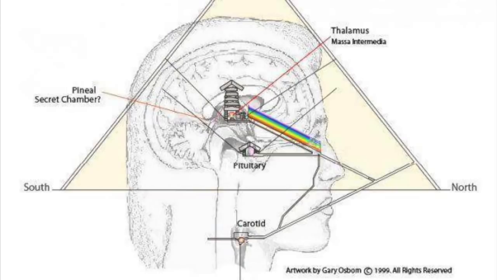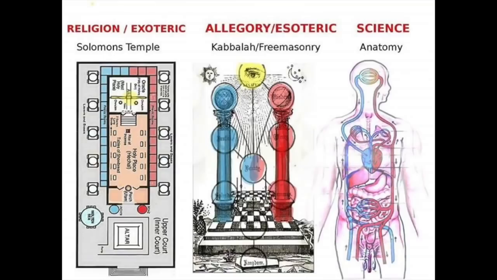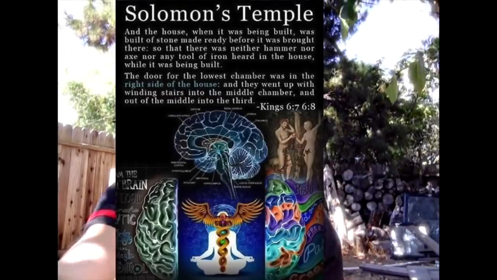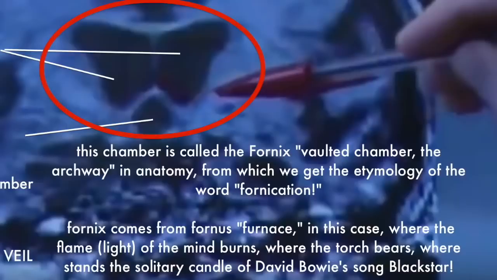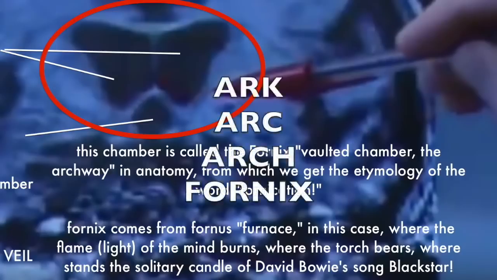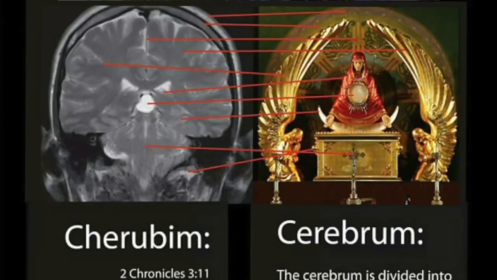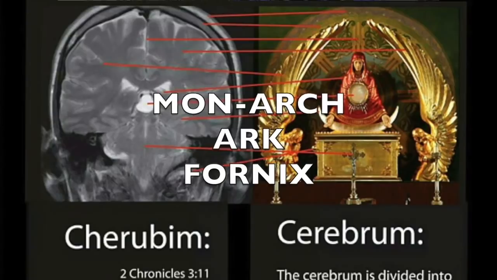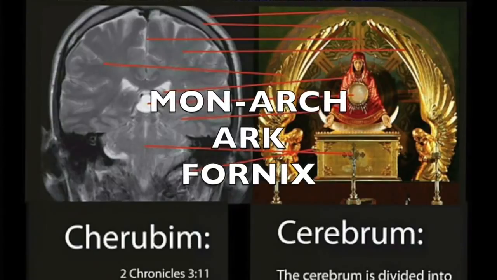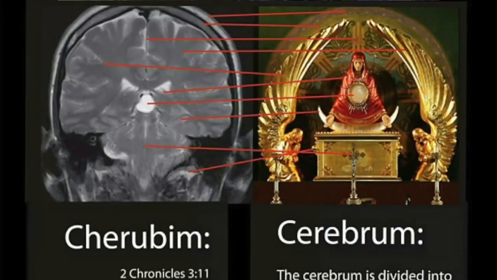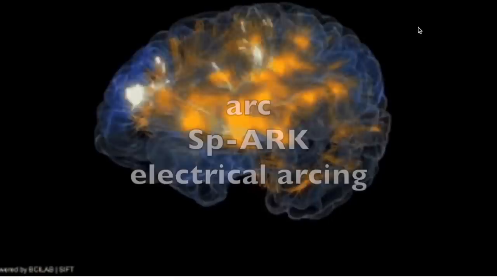And it's also what corresponds in biblical theology to Solomon's temple, the Holy of Holies, the innermost chamber. And this monarch image here, the hypothalamus, the optic thalamus region, is also where the Ark of the Covenant is. The Ark of the Covenant, meaning an archway, as in the fornix, the vaulted chamber, the vault of heaven. The two wings of this monarch correspond to the two cherubim, which guard the Ark of the Covenant, which are two sphinxes, whose wings are touching.